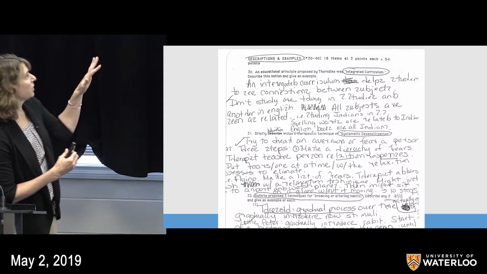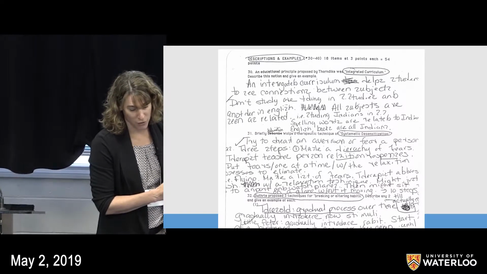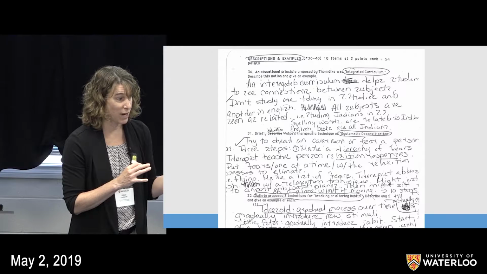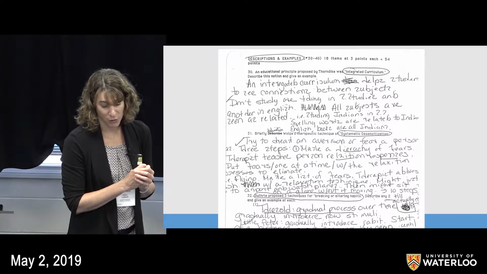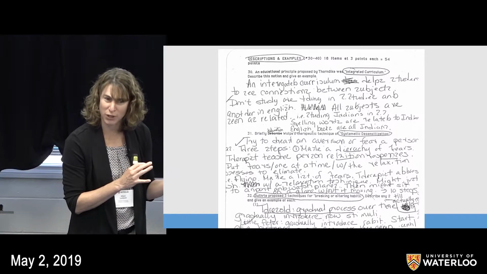Hopefully you can see this pretty well, but what I have here is an actual exam page of a student. This was many years ago, from an educational psychology exam, and it is a short answer exam. You'll see pretty standard exam questions. First of all, the directions say descriptions and examples, so you know the student is being asked to do two things: provide descriptions of a concept and then give examples. Those directions probably could be a bit clearer, but we know there are two parts to a response.